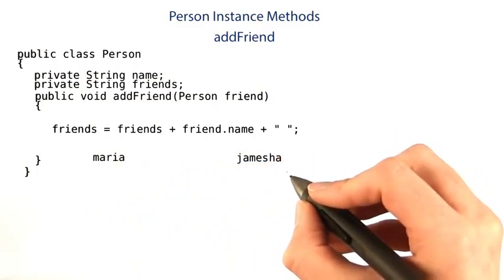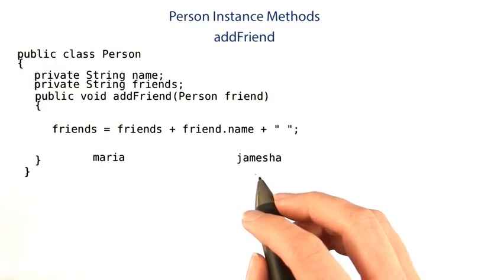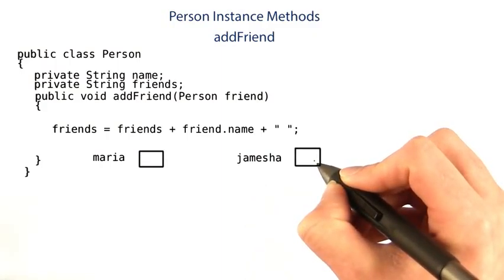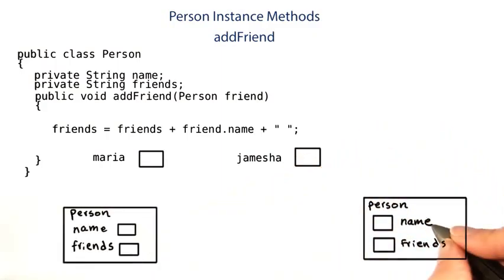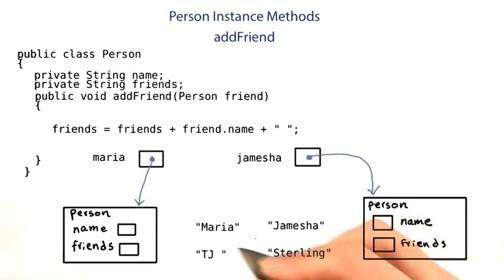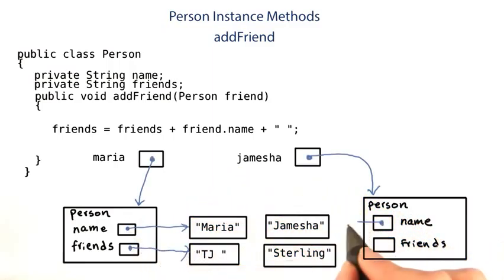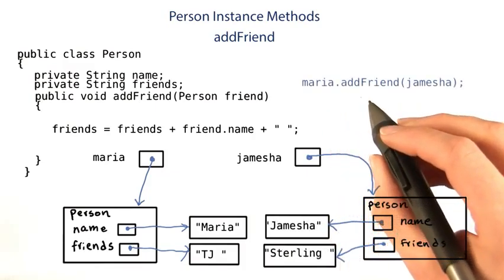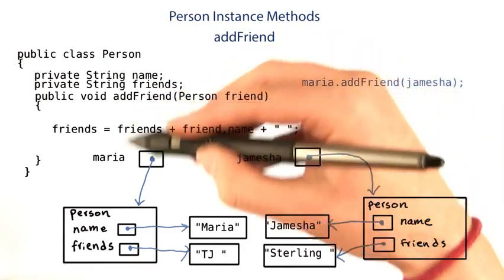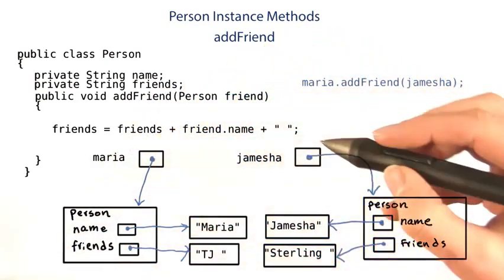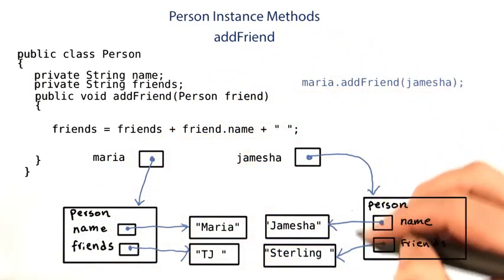Let's say we have two variables, one for Maria and one for Jamisha. Each of those should contain a person object, with a name and friends. We have string objects for Maria's name, Maria's current friends, Jamisha's name, and Jamisha's current friends. Let's say we call maria.addFriend(jamisha). We call this method on the Maria object, and we pass in as an argument the Jamisha object.